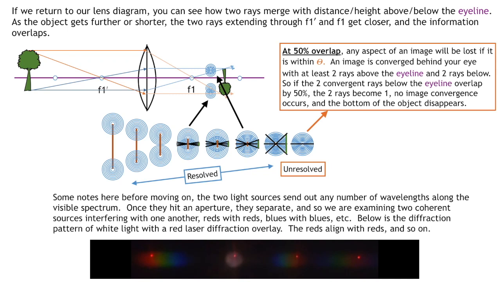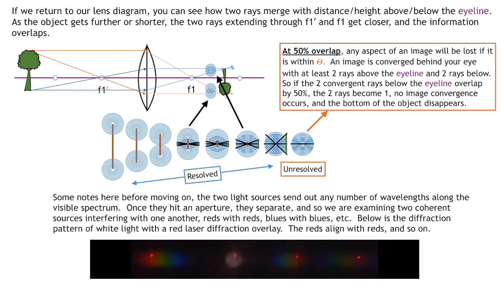And I've depicted those merging rays with our Airy disk pattern mergings that we just went through before, and you can see how the constructive zones get fewer and fewer with more and more angle divergence until you get to the unresolved 50% overlap point. So again, at 50% overlap, any aspect of an image will be lost if it is within theta. An image is converged behind your eye with at least 2 rays above the eye line and 2 rays below. So if the 2 convergent rays below the eye line overlap by 50%, the 2 rays become 1. No image convergence occurs, and the bottom of the object disappears.